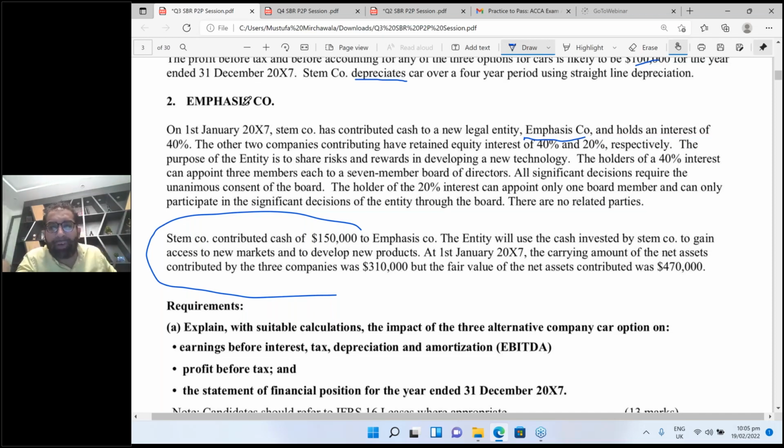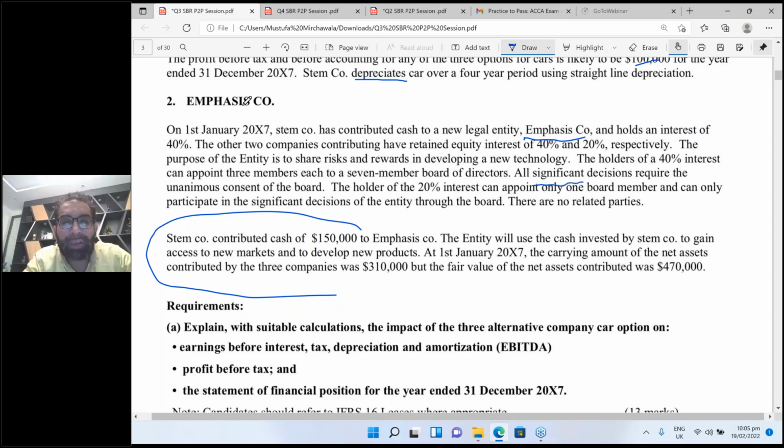The holders of a 40% interest can appoint 3 members each to a 7-member board of directors. Seven people will sit on the board, and those who hold 40% shares will have 3 out of 7. So 3 board members will be sent by STEM company, 3 members by the other 40% guy, and 1 member by the 20%. Total 7 members: 3, 3, and 1. Now let's see how the board will work.